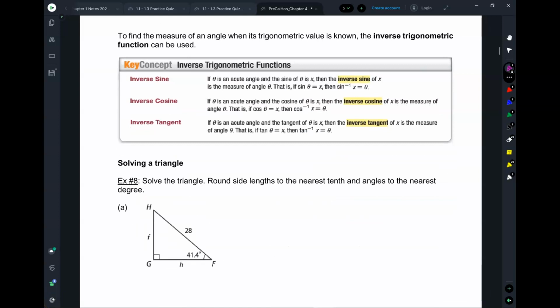Now, what if you have to find a missing angle? In that case, we need to use what we call inverse trig functions. Did you guys also use these last year? I think you did. Right, sine to the negative 1. So inverse sine, inverse cosine, inverse tangent is how we find the angle.